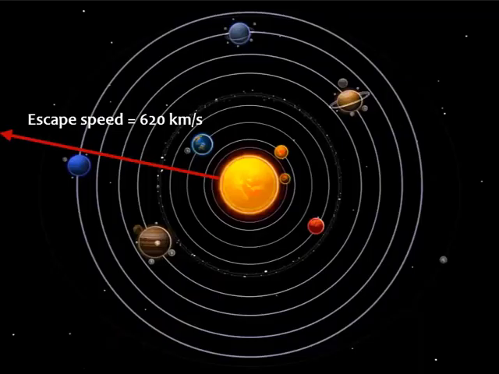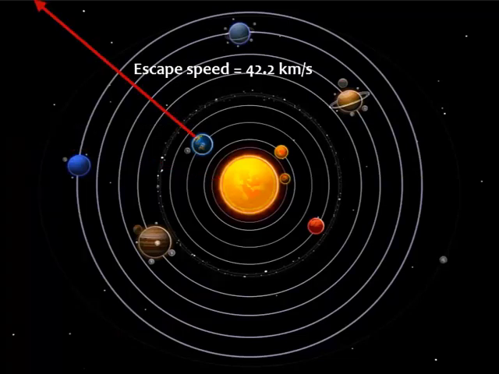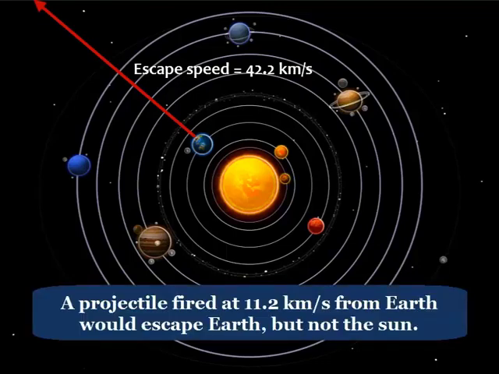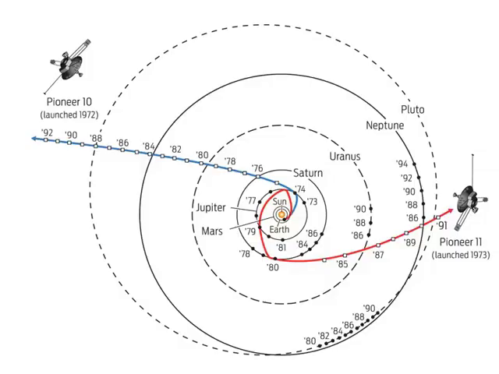The escape speed from the Sun is 620 kilometers per second at the surface of the Sun. Even at a distance equaling that of Earth's orbit, the escape speed from the Sun is 42.2 kilometers per second. A projectile fired from Earth at 11.2 kilometers per second escapes Earth but not necessarily the Moon and certainly not the Sun. The first probe to escape the solar system was launched from Earth in 1972 with a speed of only 15 kilometers per second.